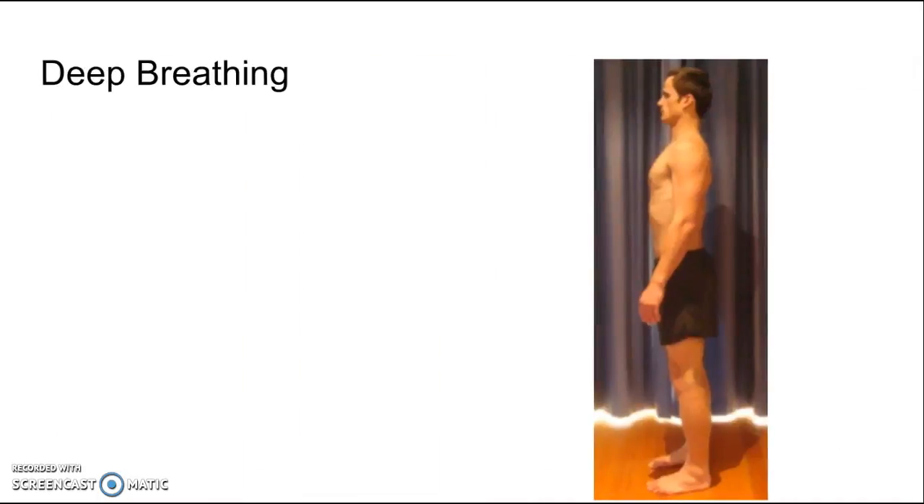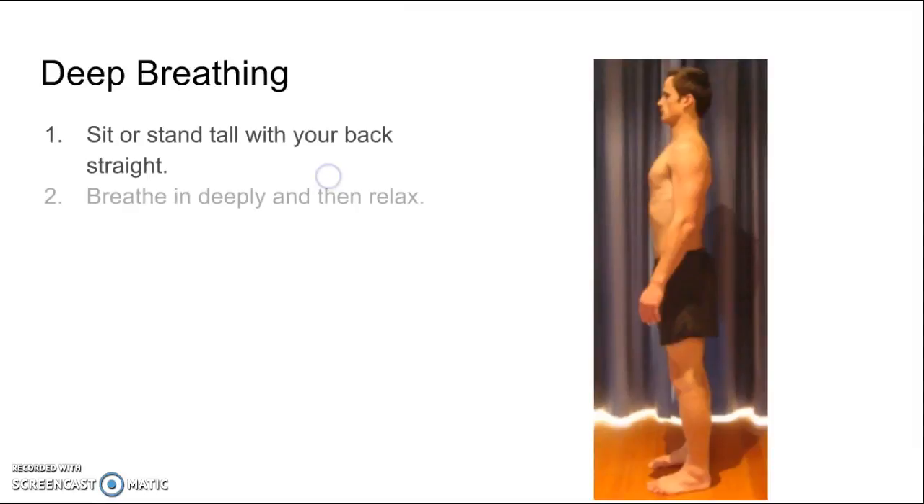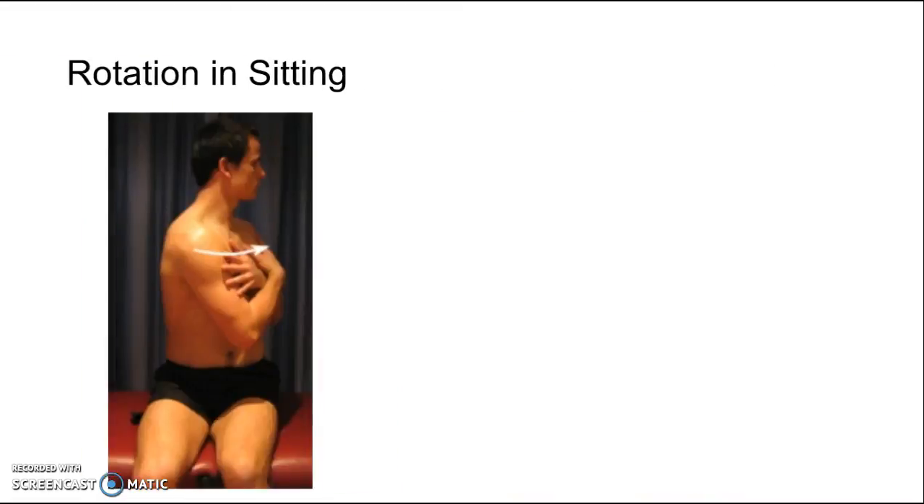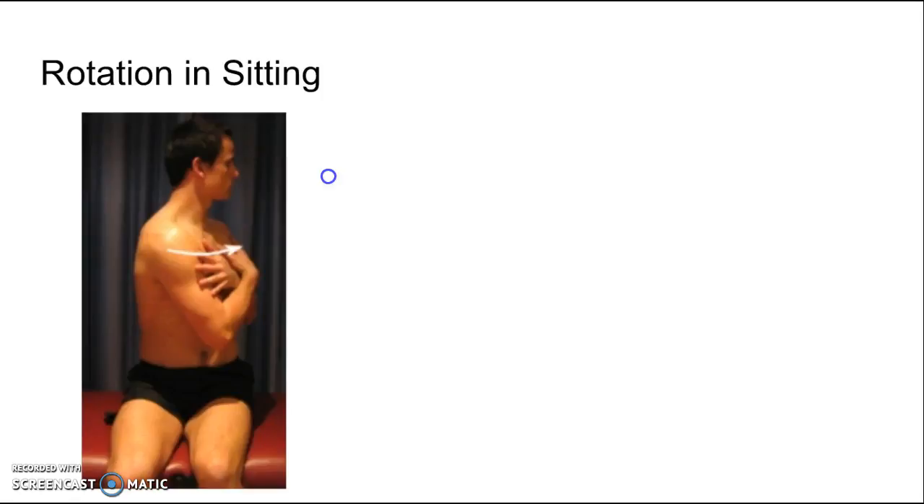Next, deep breathing. Begin sitting or standing tall with your back straight. Breathe in as deeply as possible without increasing symptoms and then relax. Focus on breathing with your lower lungs, not elevating your shoulders. Gently expand your lower ribs. Repeat 5 times. Third, rotation in sitting.